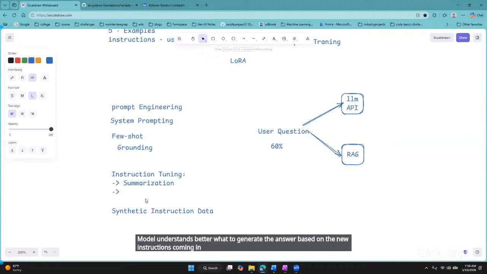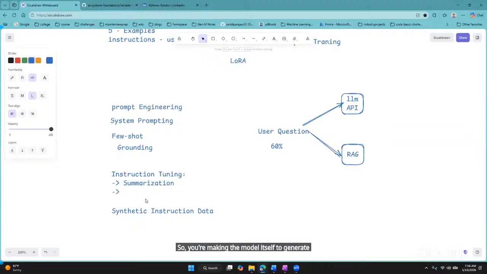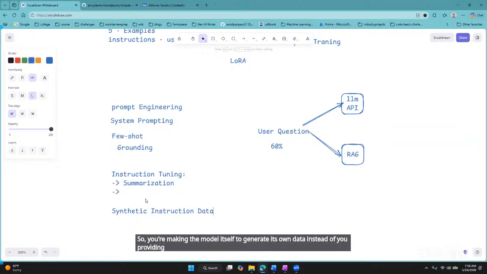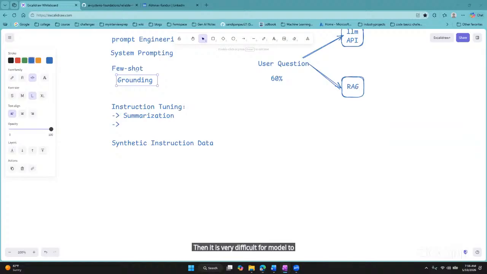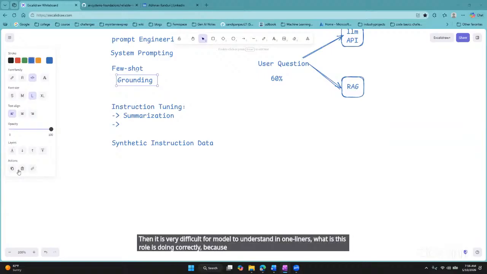So you're making the model itself generate its own data instead of you providing additional data, something like few shot or grounding. If you have a chat model and a role-based model, it is very difficult for the model to understand in one-liners what this role is doing correctly, because the role can have n number of responsibilities, and even if one keyword is changed, the model gets deviated with that particular keyword if it has more weightage. So we need to take care.